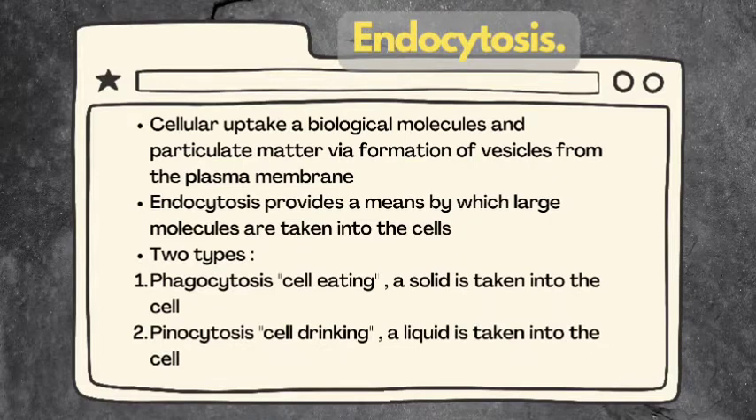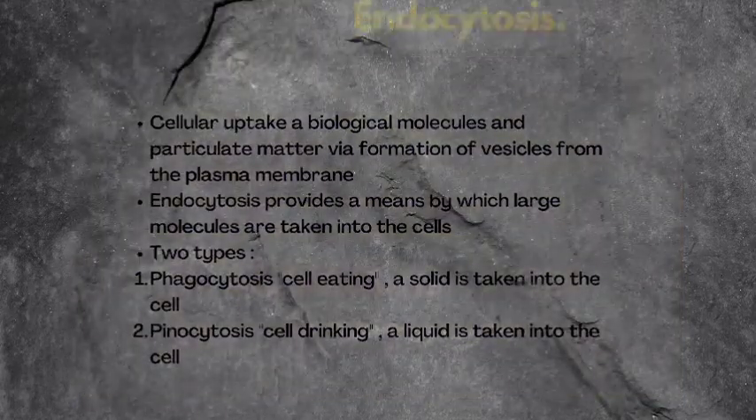As for endocytosis, cellular uptake of biological molecules and particulate matter via formation of vesicles from the plasma membrane. Endocytosis provides a means by which large molecules are taken into the cell. There are two types of it. The first one, phagocytosis, also known as cell eating. A solid is taken into the cell. And the second one, pinocytosis, also known as cell drinking. A liquid is taken into the cell.